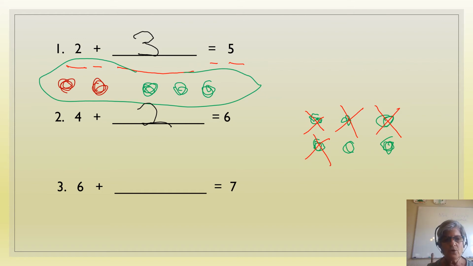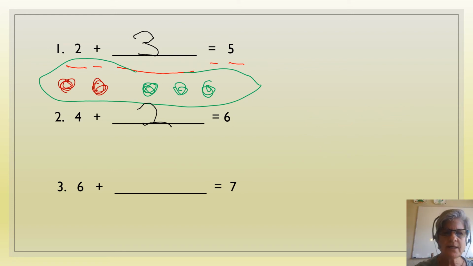Now I'm going to erase those so I don't get myself confused. And I'm going to look underneath that and check to make sure 4 plus 2 does equal 6. So I'm going to take one of my crayons and make 4 circles underneath.